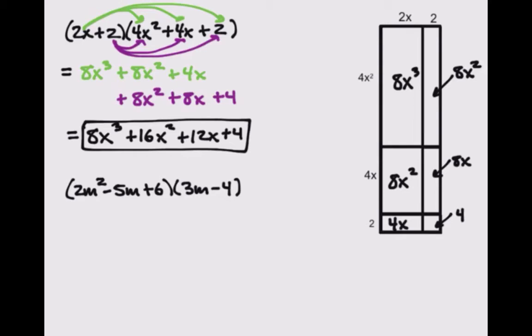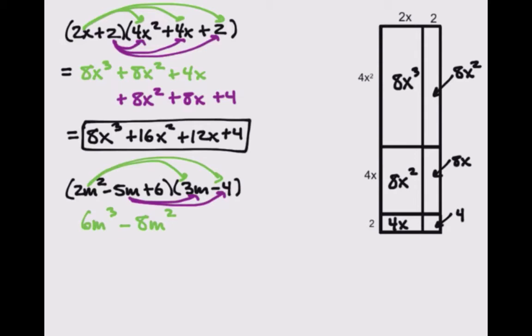So for instance, let's start with this 2m squared. We're going to multiply it by 3m and by negative 4. So we get 6m to the third minus 8m squared. All right, now let's take this negative 5m. We're going to multiply it by the 3m and the negative 4.